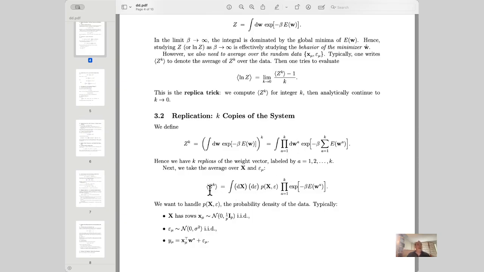So now when we write the average of this, we write the average over all the data matrix, times the noise, and some average over the noise of the problem, times some distribution. This is the distribution of the data and the noise, times this product. So for each of these W_a, we're going to compute this object, and the goal is to compute this. So you have to be able to write down these measures.